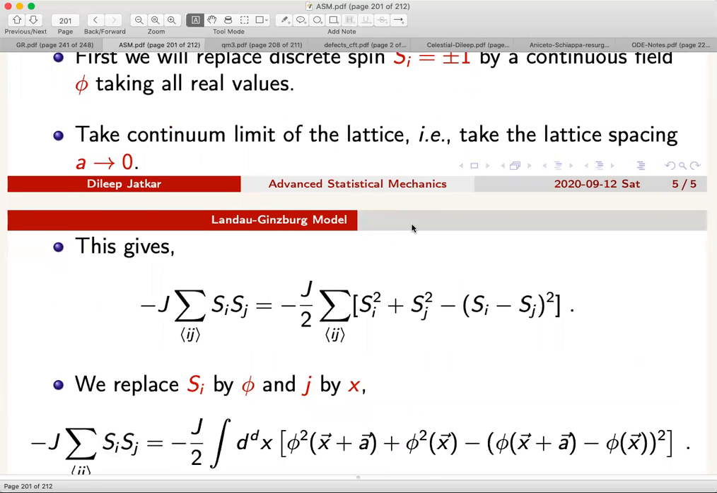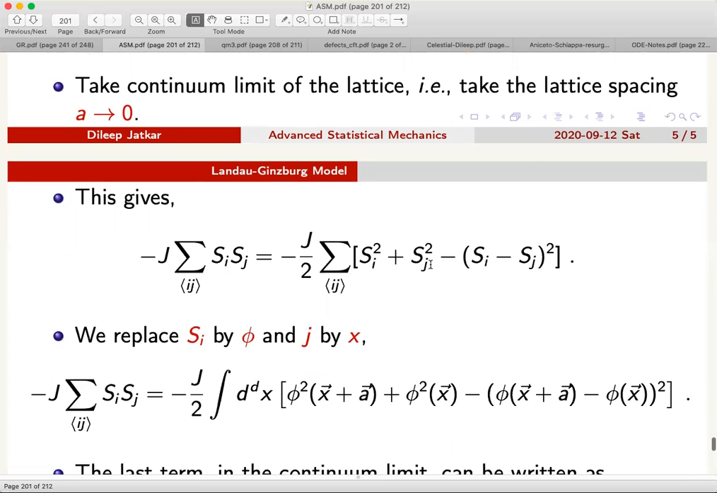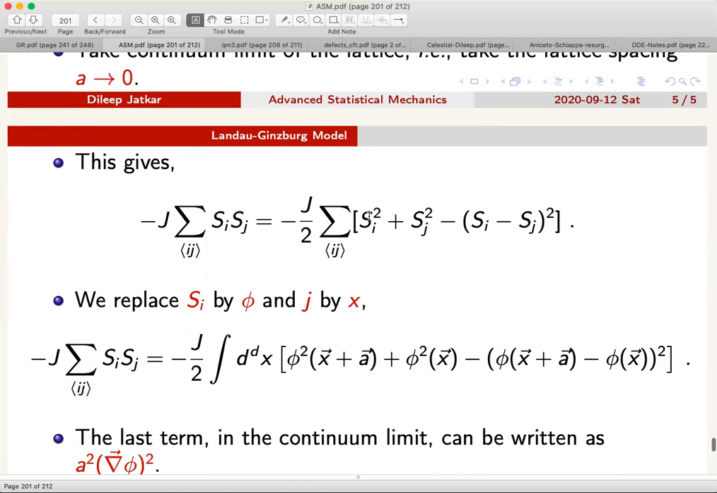Okay, so let's try to figure out how we would do this. We'll go back to the spin Hamiltonian, and we know that this Hamiltonian can be written in this particular form: si squared plus sj squared minus si minus sj whole squared. The square pieces will cancel out, and the cross term is the one which survives. Now we will replace these si's by phi's, and the ij variables by x's. We will take j as a variable for which we will write x, and i is the nearest neighbor, which we'll call x plus the lattice vector. So this expression can be written as phi squared at x plus a, plus phi squared at x, minus phi at x plus a minus phi at x, whole squared.